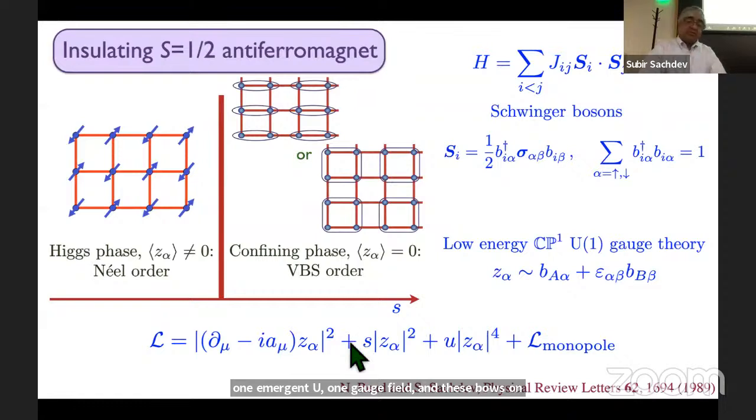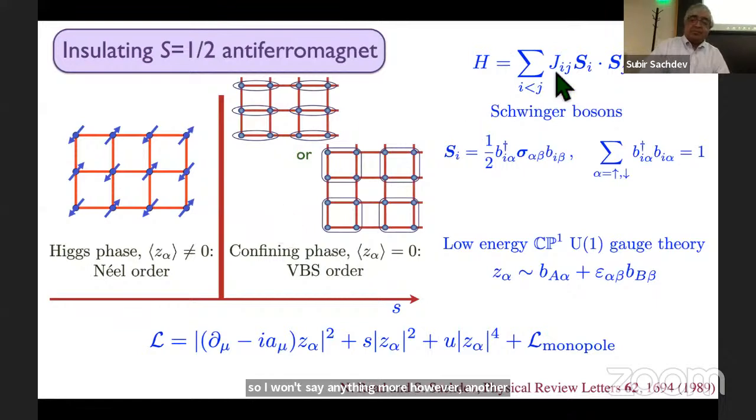But that's not true, because we know that U(1) gauge theory in two dimensions is confining. And in this case, when you carefully look at what happens when you're confined, you get this valence bond solid state. And this comes from these monopoles, which are not going to play much of a role today, so I won't say anything more.